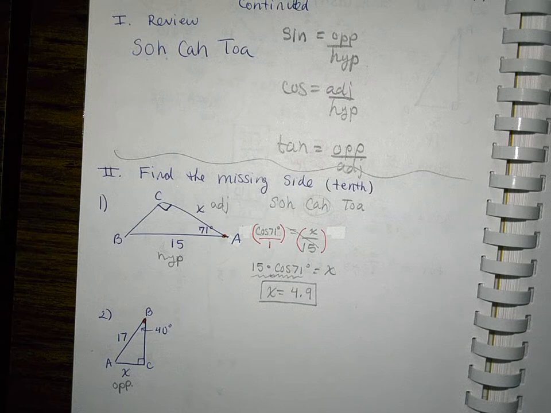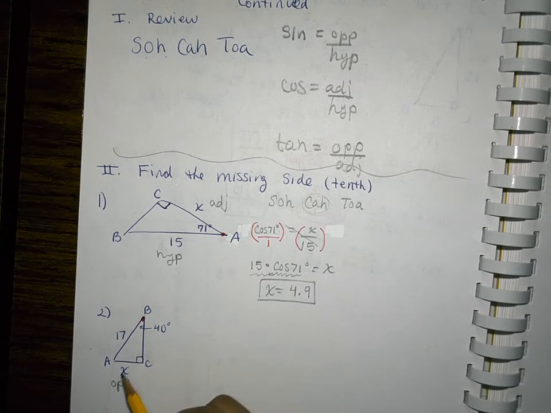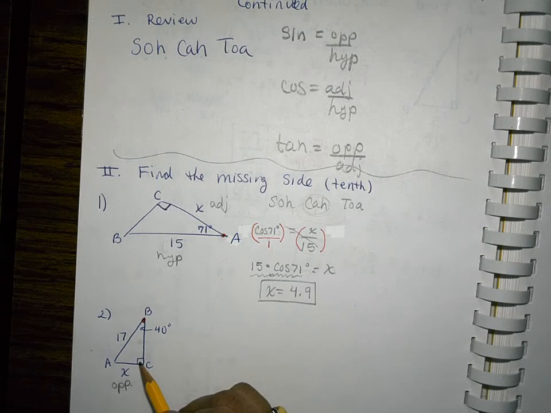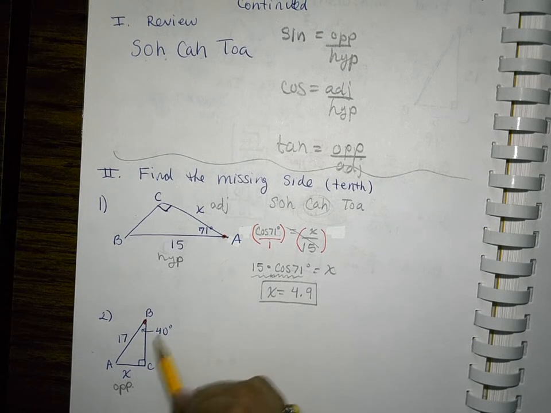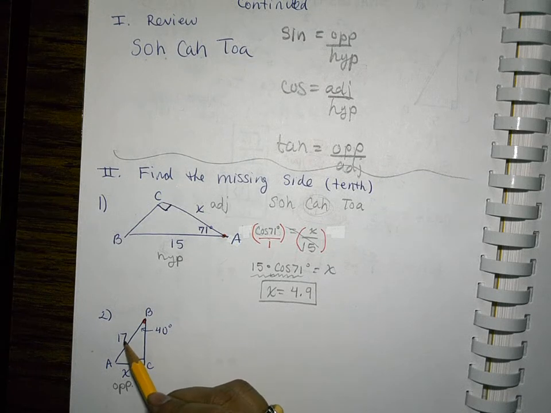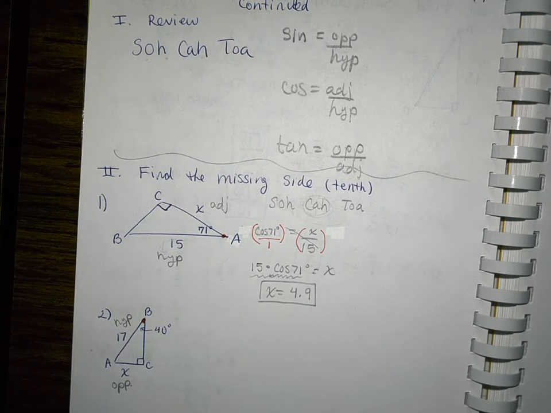What is x in reference to angle 40? It is opposite. BC is adjacent, but I'm not going to label it because I don't need it. I'm just going to waste my time. It's not needed. But they did give me 17. They'll always give me one side. You will label that side as well. And that side is the hypotenuse. And it doesn't matter if you're at angle A or angle B, 17 will always be the hypotenuse.